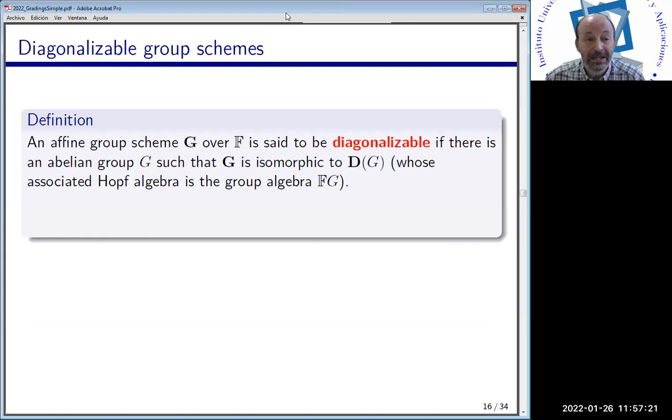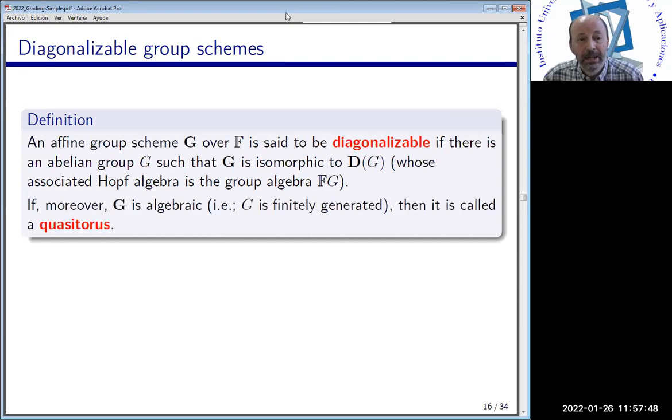And well, I guess this definition is not needed here, but just in case, whenever we start with an abelian group G, we have an associated diagonalizable group scheme, and this is the group scheme whose representing Hopf algebra is the group algebra of our abelian group G. Okay, so these are the diagonalizable group schemes, and in case our abelian group G is finitely generated, we will call this a quasi-torus. So we'll be dealing with these quasi-tori.